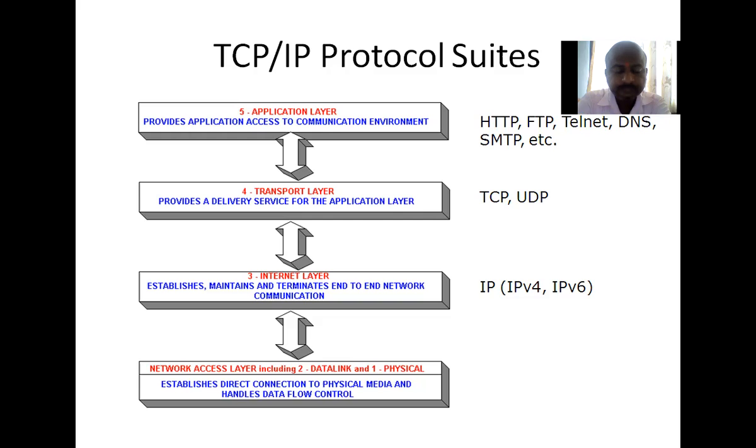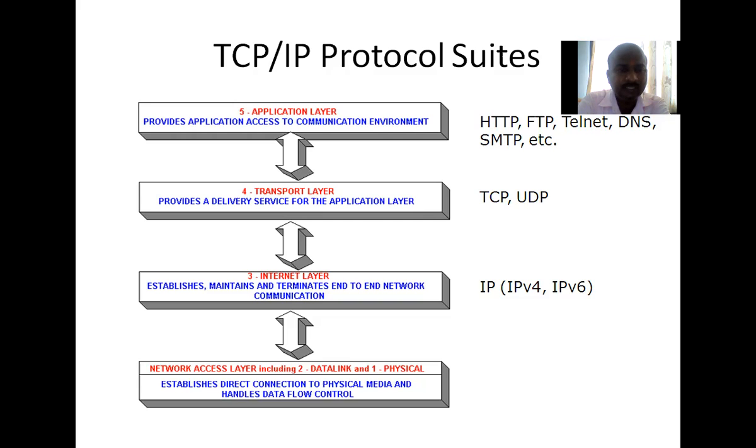See the bottom level layer, that is the network layer, including 2 layers, data link layer and physical layer, known as host to network layer. It establishes a direct connection to physical media and handles data flow control. Then second is internet layer, that is IP, which has 2 versions, IP version 4, IP version 6, which establishes, maintains and terminates end-to-end network communication.